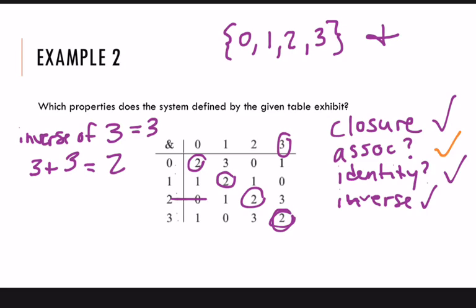Inverse of 2 is 2. Inverse of 1 is 1. 0 and 0 makes 2. So 0 is the inverse of 0. So every element is actually its own inverse. Kind of weird.